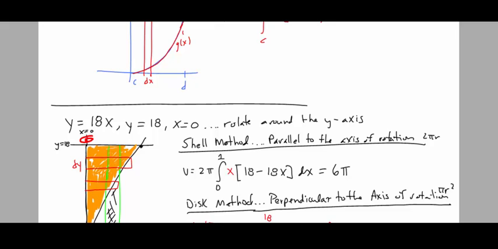Either method you use here, I'm going to get 6 pi because the area that I'm rotating is the same, and so is the axis of rotation. So I get 6 pi here for both of these volumes. So this would be 6 pi units cubed.